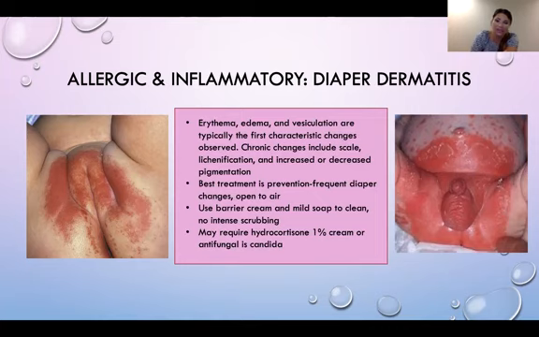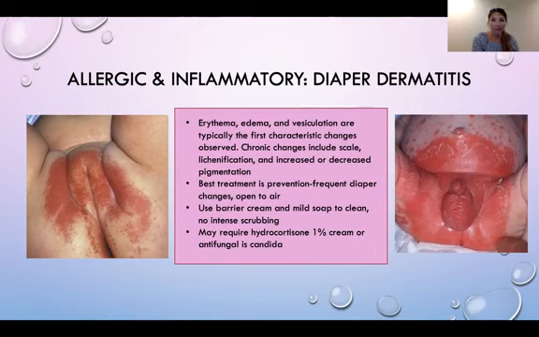I feel like that right picture is a severe case. I've never seen a diaper rash that bad. But the left is typically what I see in clinic. The best way to prevent this is frequent diaper changes and leaving the area open to air whenever possible. I know that's hard to do with babies because you don't want them going to the bathroom everywhere, but maybe after they've just gone, you can feel comfortable leaving them open to air a little bit.